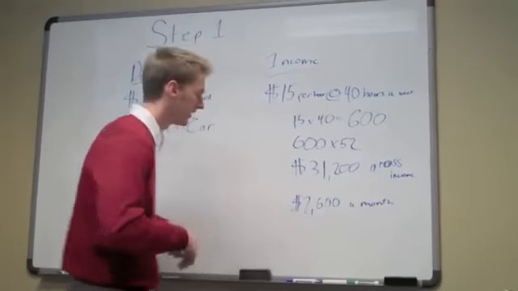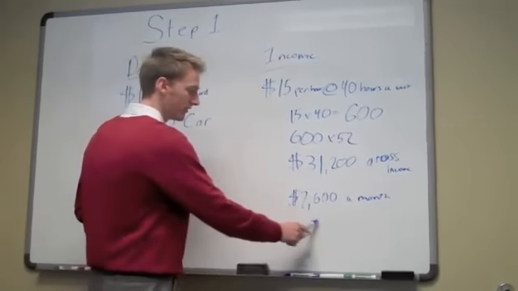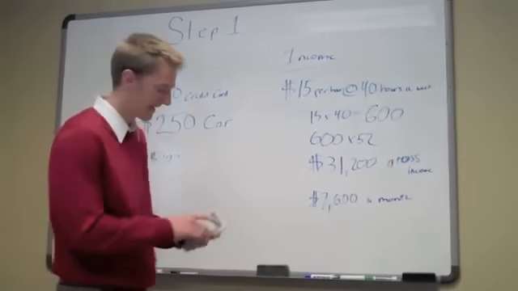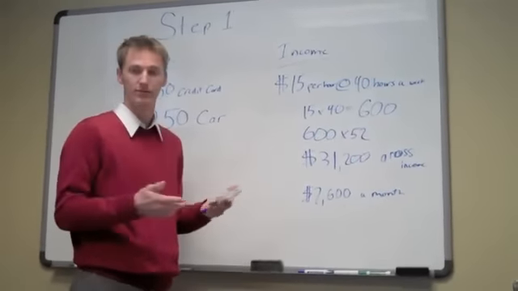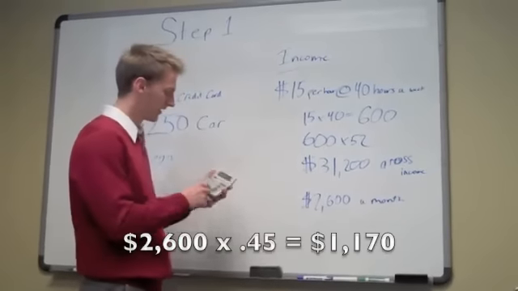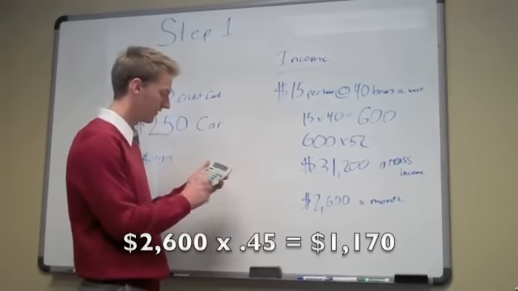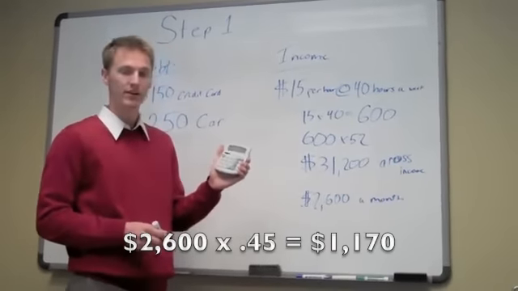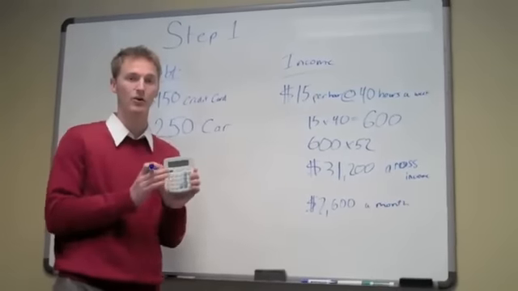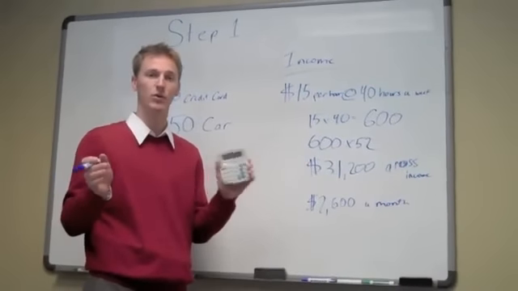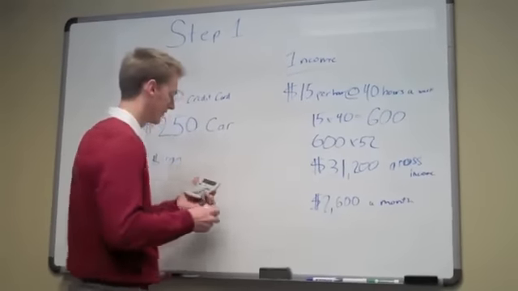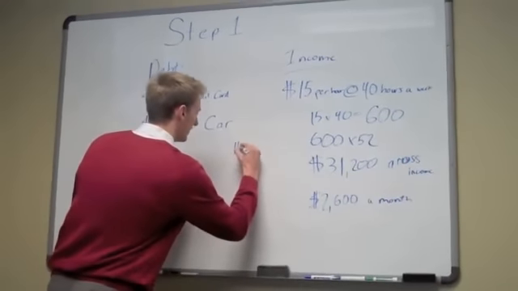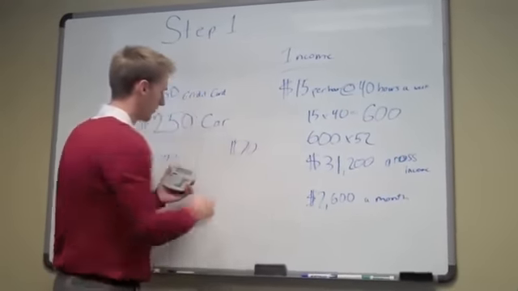Let me explain. So we take $2,600 a month. We're going to multiply that by 0.45, which is basically 45% of your income. So $2,600 times 0.45 is $1,170 per month that they will allow your total debt to be to give you a loan on your mortgage. Now it's getting kind of confusing, but it's going to come all together here real quick. So $1,170 is what we have to work with.